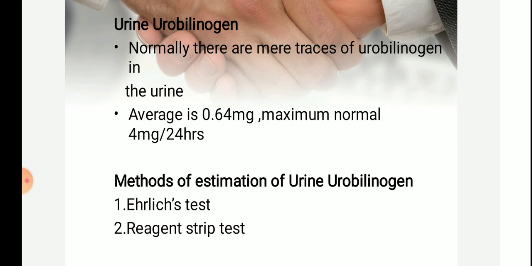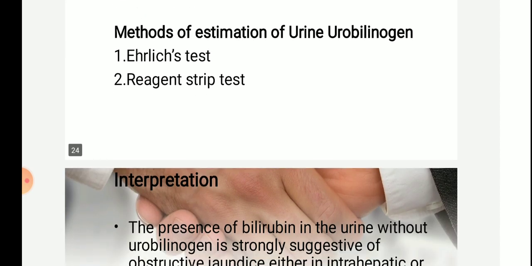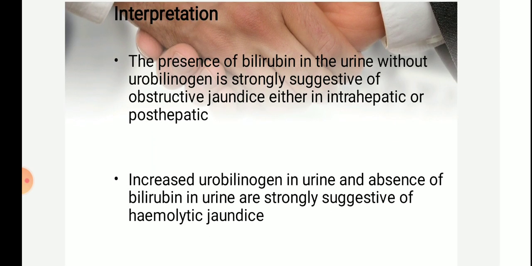So urine urobilinogen, so average is 0.64 milligrams. So this is for 24 hours, 4 milligrams. Methods of estimation of urine urobilinogen: Ehrlich's test, reagent strip test.